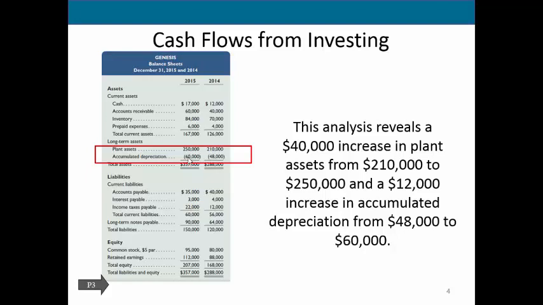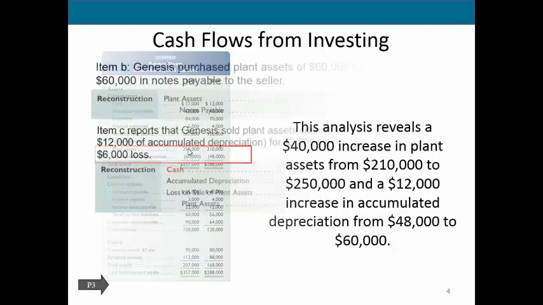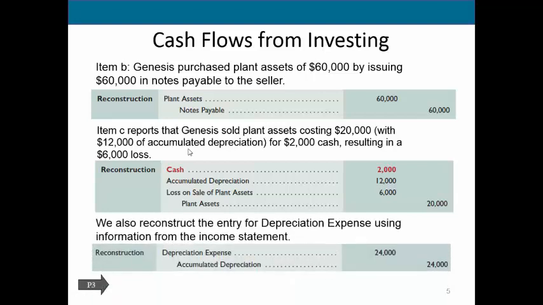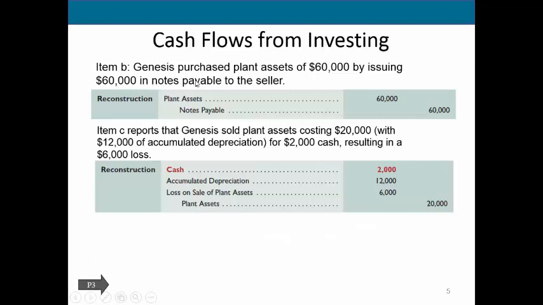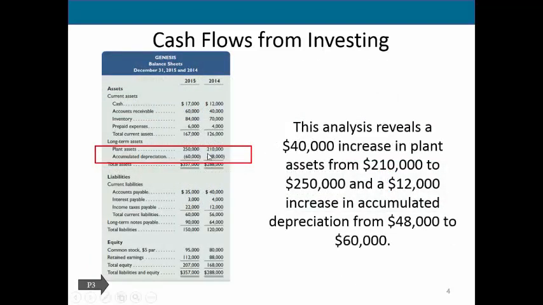But it's not that straightforward. We have to then look at our additional given information to understand why we increased our plant assets, because there could be multiple things that happened within this one line item. So then we'll go to our information. If you go back to the beginning given information, you can see here that the company purchased plant assets valued at $60,000 by issuing $60,000 in notes payable. So what they're telling us is part of this increase is due to the purchase of additional plant assets.